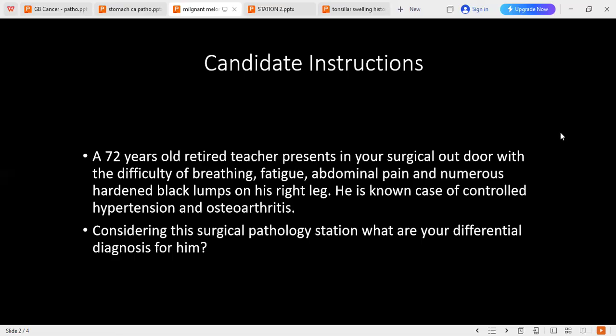Other things, histologically, what would you consider? Ulceration, the type of melanoma, nodular or amelanotic melanoma, presence of lymphatic, perineural or vascular invasion, presence of lymph node involvement, and distant metastasis. Very good. Thank you.